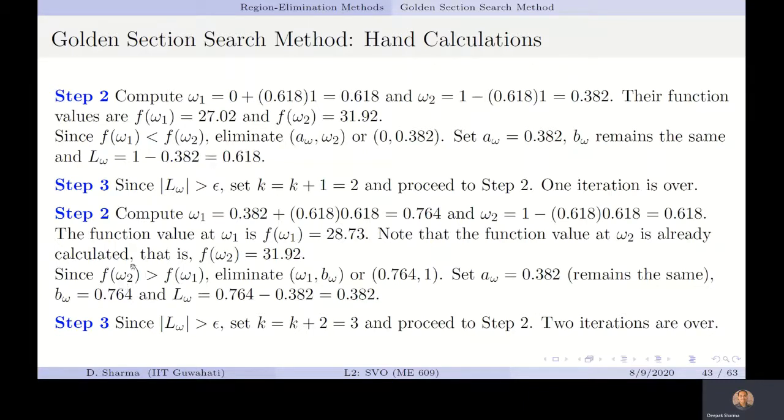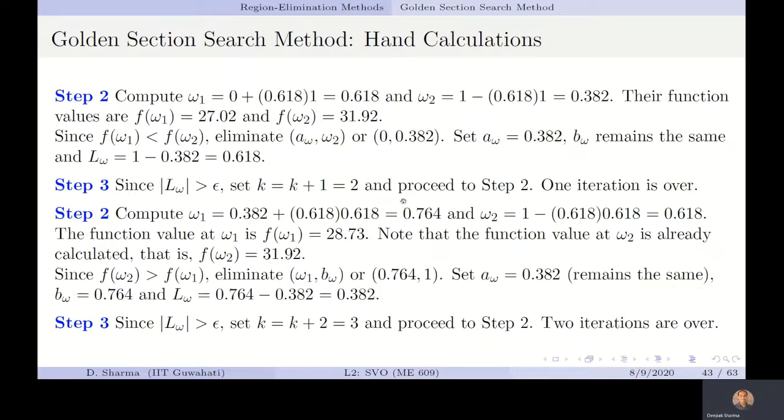What you will realize is that the function value at omega 2 is less than at omega 1. So we are going to eliminate omega 1 to B omega. So this is the region 0.764 to 1. Since this region is eliminated, we have to update. A omega remains the same. B omega has to be updated to 0.764, and L omega will be B omega minus A omega, so that is coming out to be 0.382. Now we have to move to step 3. Since L omega is still greater than epsilon, we increase the counter K by 1, so it will become 3. And then we proceed to step 2.